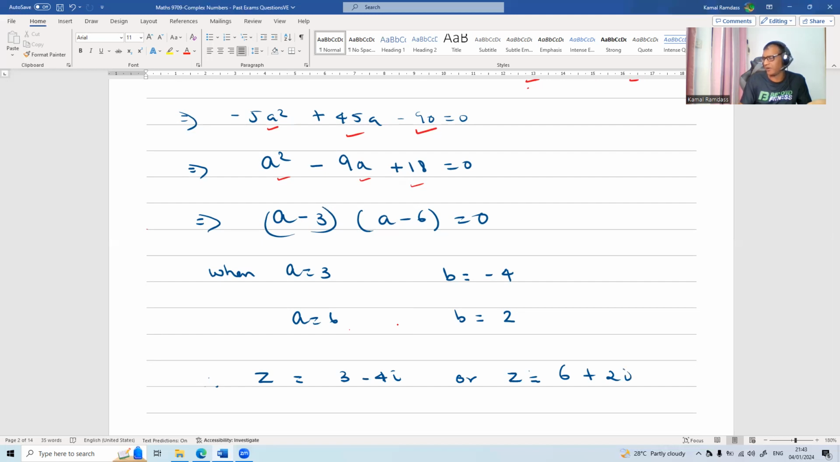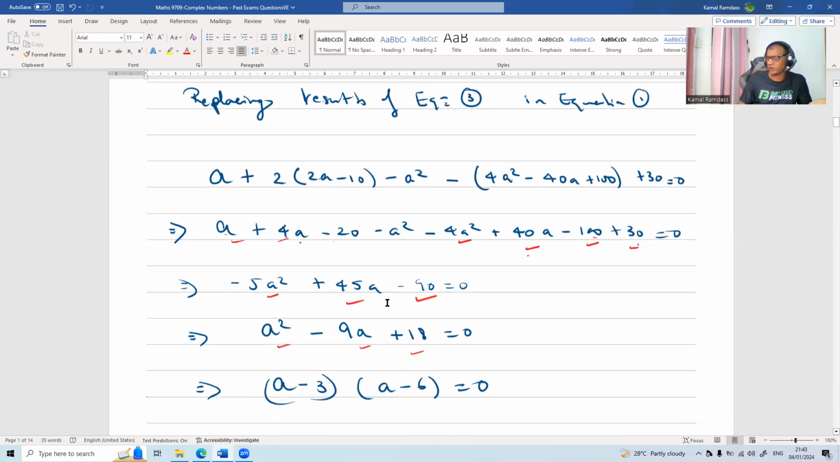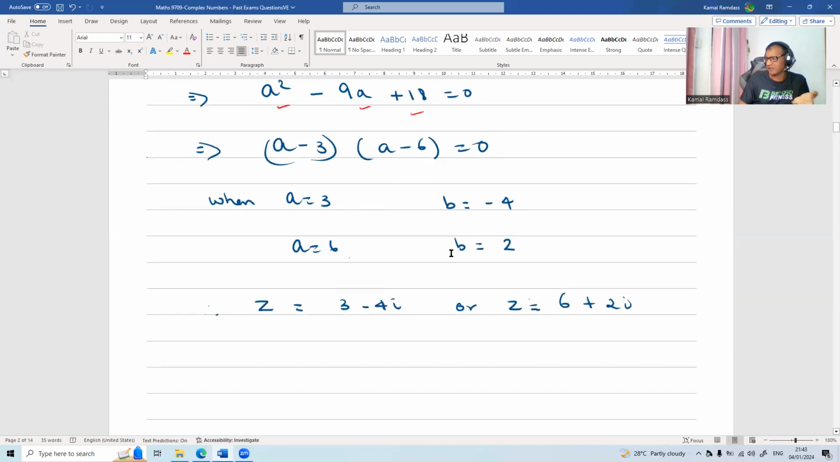Et là, mon avis pour remplacer, when a is equal to 3, b is equal to 2a minus 10. 2 fois 3 moins 10, moins 4. When a is equal to 6, b is equal to 2. 2 fois 6 moins 10, 2. Et là, on va dire the roots of the equation.